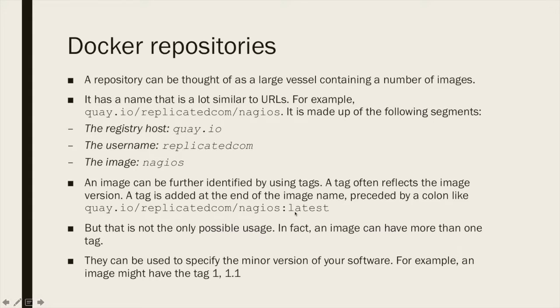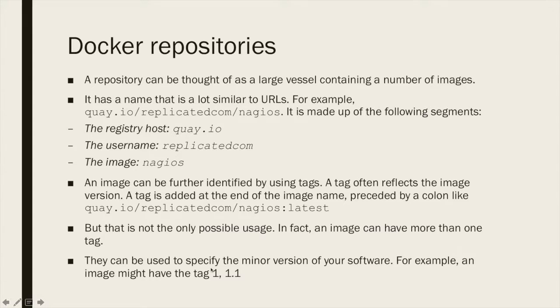But I can add a number identifying the specific version that I need. So for example, I can say I want Nagios version 2.5 or maybe version 3, or just leave it without any version to install the latest one. But that is not the only possible usage of tags. In fact, an image can have more than one tag, and those tags may further identify that specific version of the image. So for example, an image might have the tag 1 and also 1.1, which means that this image has a major version of 1 and a minor version of 1.1.